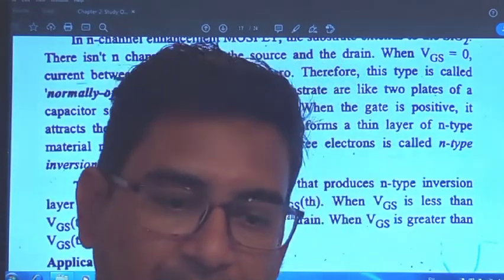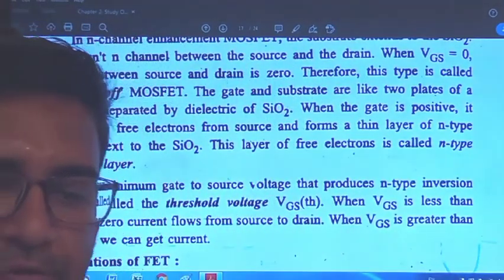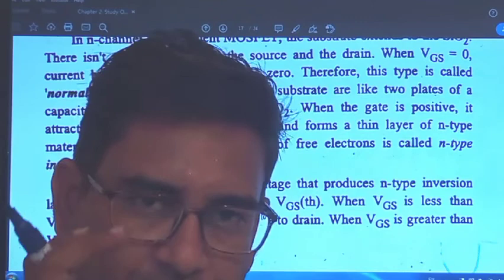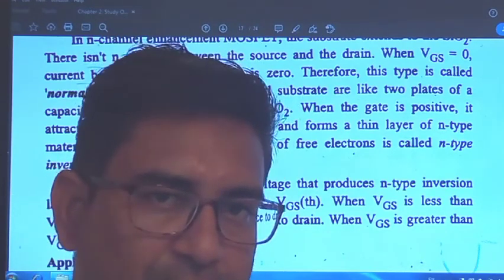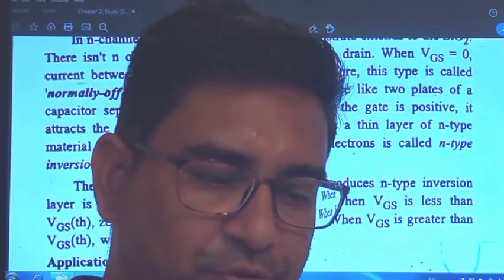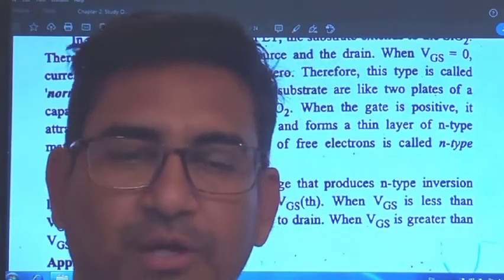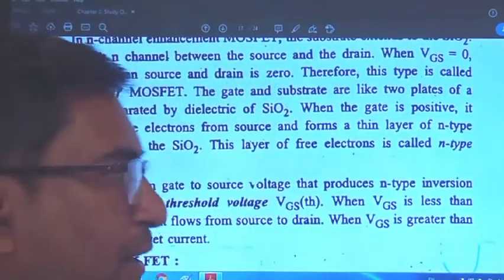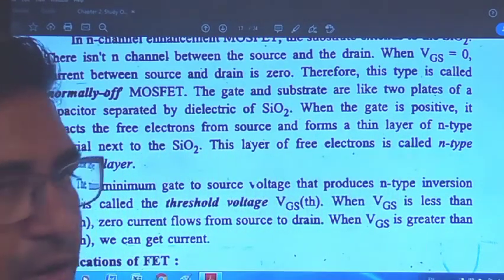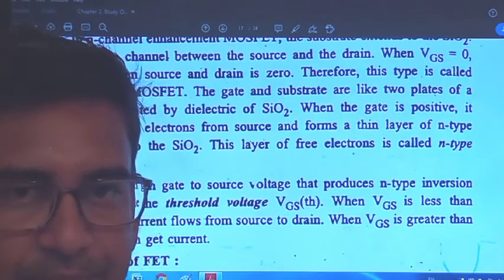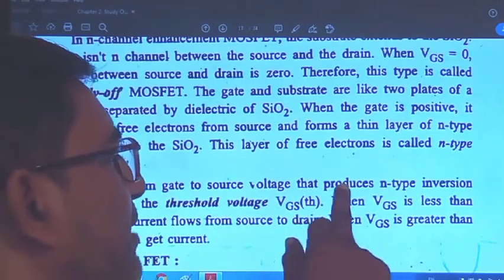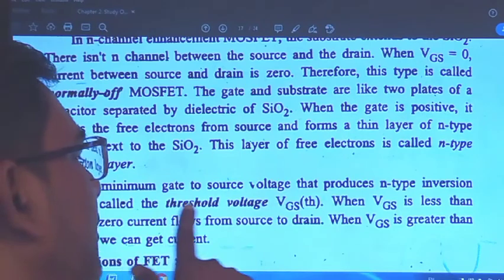Here the gate and the substrate are like two plates of a capacitor separated by the dielectric of SiO2. When the gate is positive, it attracts the free electrons from the source and forms a thin layer of N-type material next to the SiO2. This layer of free electrons is called an N-type inversion layer.